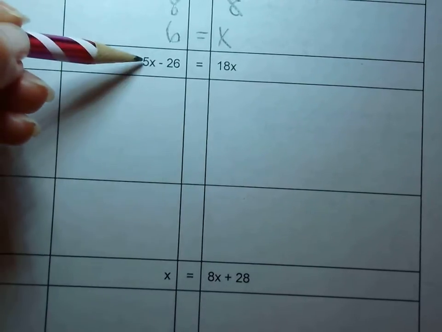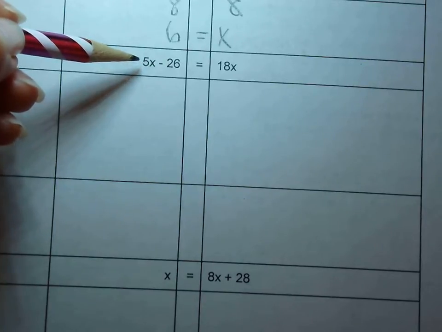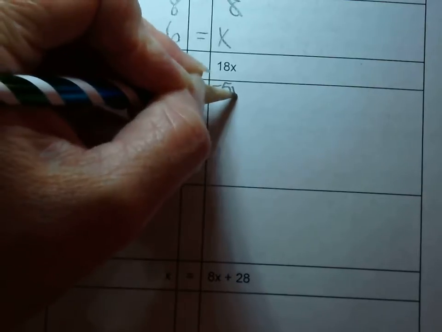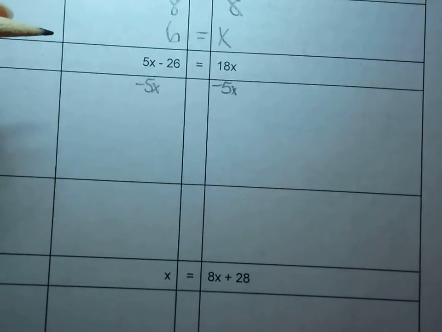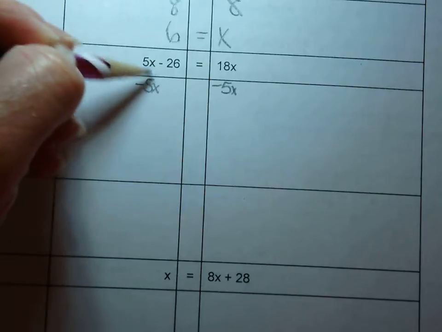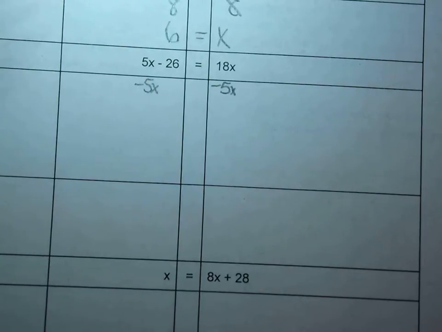We have to get rid of positive 5x. What do you want to do to get rid of it? We're going to subtract 5x from both sides. Wait, there's already a negative there, and it's a positive 5x. He wanted to get rid of this and let this negative 26 sit here by itself.